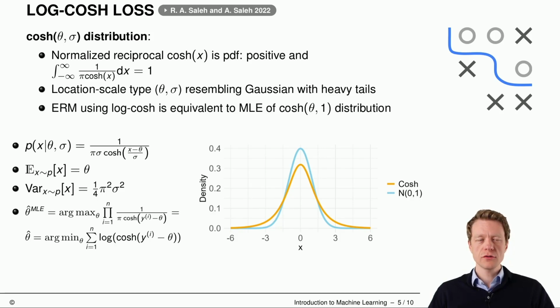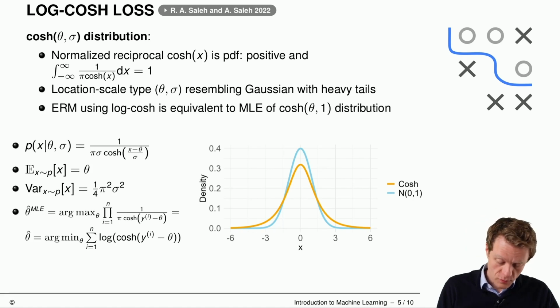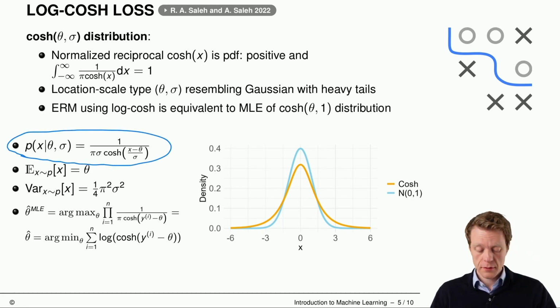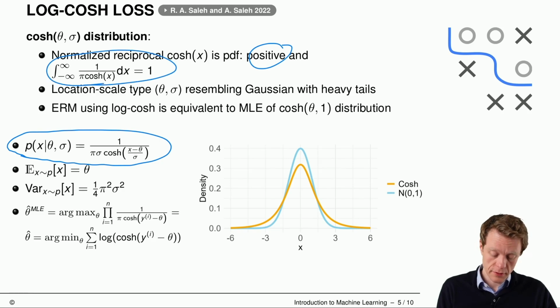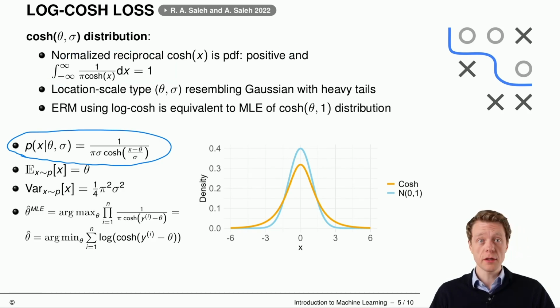This is also a little bit of foreshadowing to the maximum likelihood estimation versus empirical risk minimization discussion that we will have, because there is also a Cosh distribution. That means there is some function here, 1 divided by pi, which can be interpreted as a density function, and we call the distribution then Cosh distribution. This density function is always positive, it integrates up to 1, so it's definitely a probability density function, and it's a location scale type.